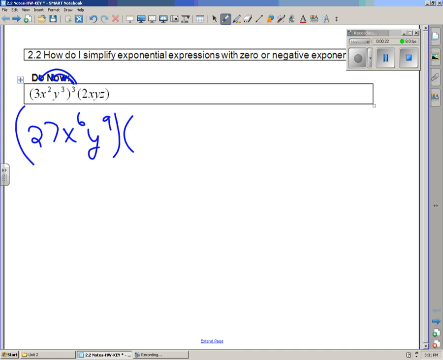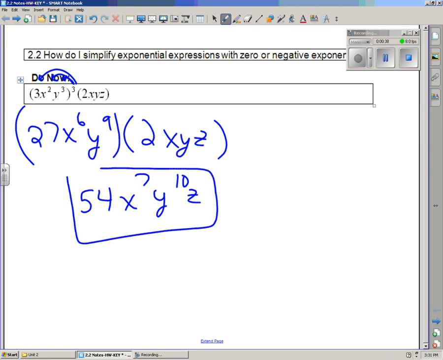So that's being multiplied by 2xyz. Don't forget how to multiply numbers. 27 times 2 just becomes 54. You total out all your x's for x to the 7th. You total out all your y's for y to the 10th, and then you're left over with a z. So that should be a refresher from yesterday.